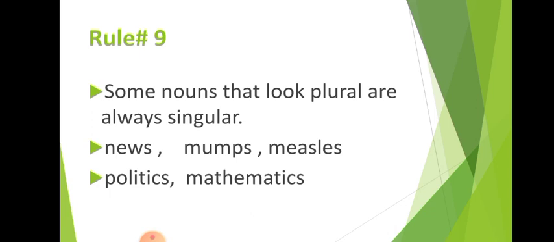Rule number 9. Some nouns that look plural are always singular. For example, news, mumps, measles, politics and mathematics. They are singular, but they always have the plural form. Either we use it in singular form or in plural form.